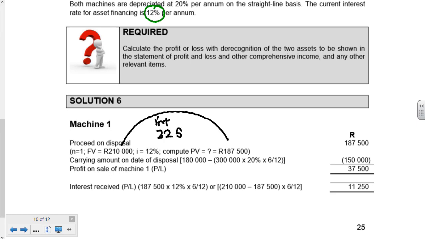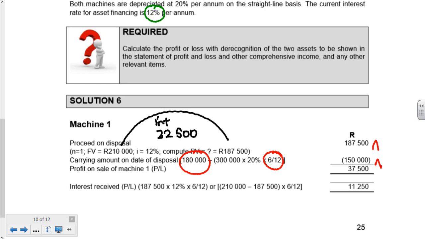22,500. Then on the machine, I had a carrying amount of 180 at the beginning. I'm going to depreciate it for 6 months because I only sold it in June. So I'll end up with a value of 150. I sold it for 187,500, which is the present value. So my profit is 37,500.